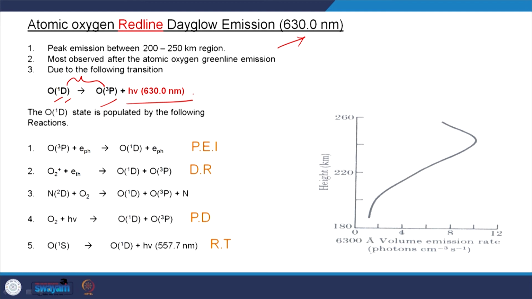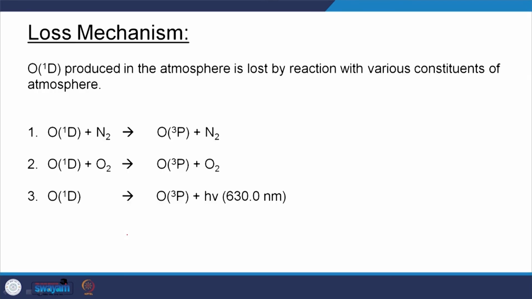These processes are photoelectron impact, dissociative recombination, photodissociation, and radiative transfer. These are the processes which will populate oxygen in this particular state. Now, once this de-excites to triplet P, you will see the 630 nanometers. Any other process which will not allow this can be considered as a loss mechanism. So, O singlet D produced in the atmosphere is lost by reaction with various other constituents, because many other species are present. These processes will actually decrease the intensity of the 630 nanometer emission.